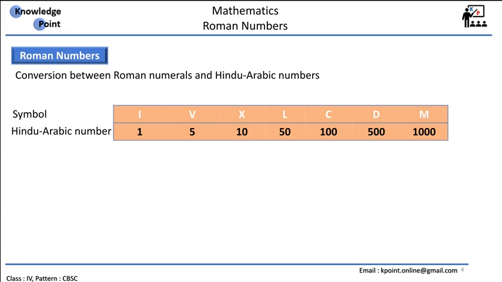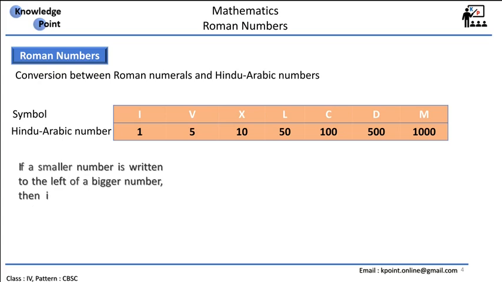So here we will see the value chart of Hindu-Arabic numbers. I, the value is 1. V means 5. X means 10. L means 50. C means 100. D means 500. And M means 1000.